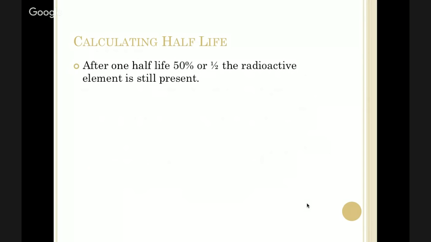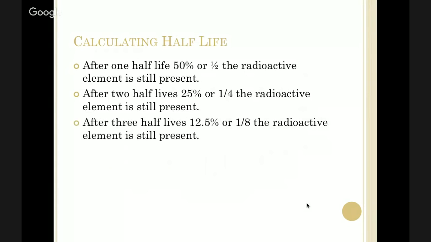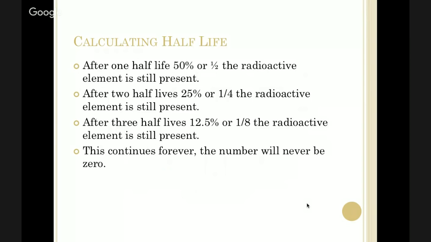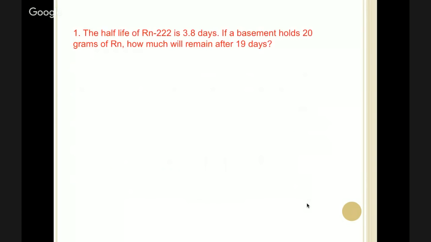But basically, no matter what, after one half-life, 50% or half of your element is present, and after 2, it's always going to be a quarter or 25%. 3 will always be 12.5% or 1/8, and this continues forever. The number will never be 0, so you just keep halving in your calculator. And the half-life times are constant, so nothing actually changed that time. They're printed on Table N.